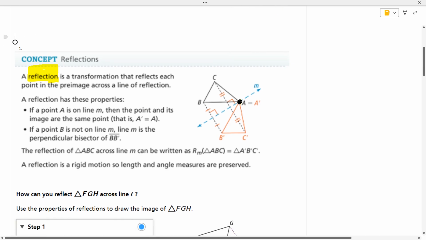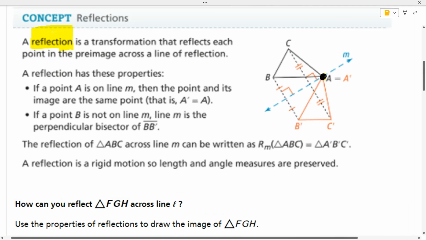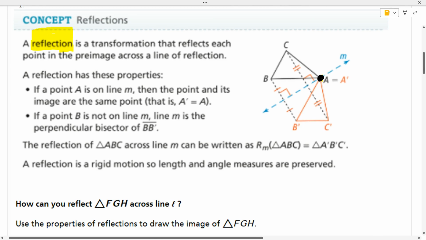So a reflection is a transformation that reflects each point of the preimage across the line of reflection. This blue dashed line here is a line of reflection. So A, the blue line goes through A, so A doesn't move. A just stays there because it reflects to nowhere. It's like putting your nose on the mirror. Your nose is in the same spot that your nose is. Okay? It doesn't move.